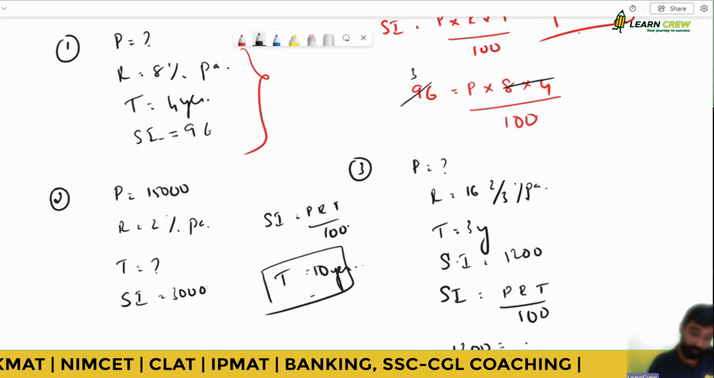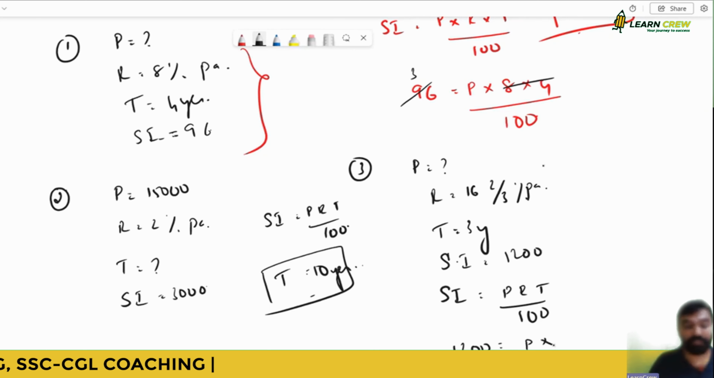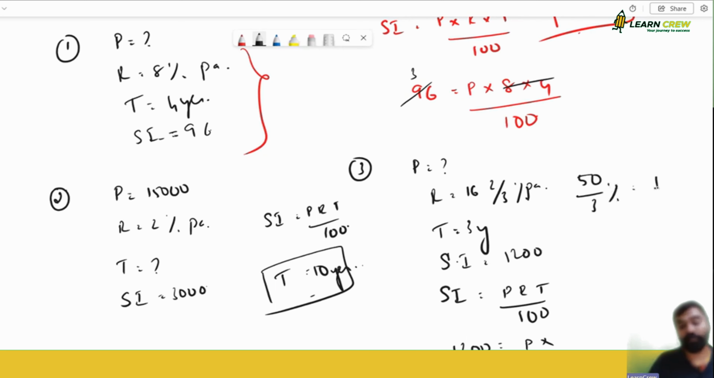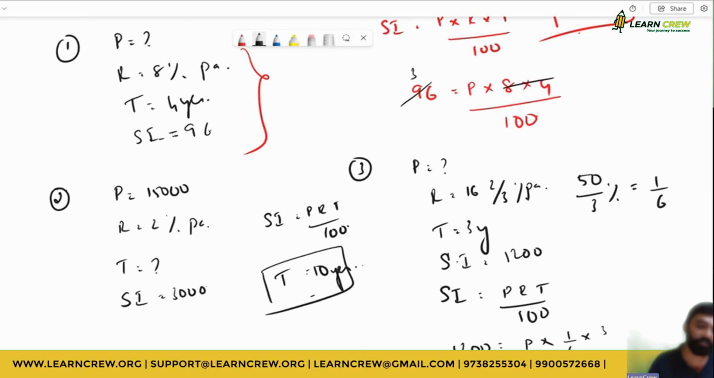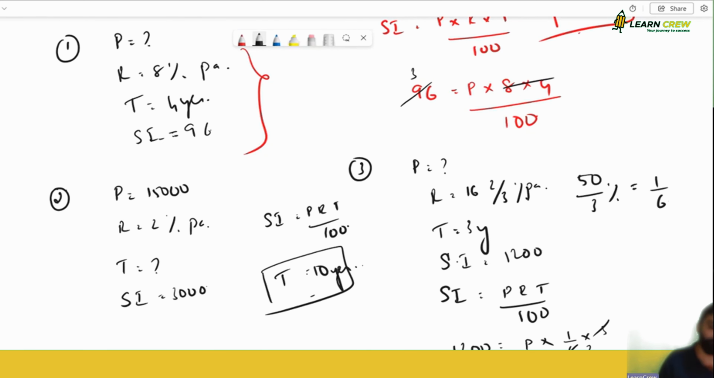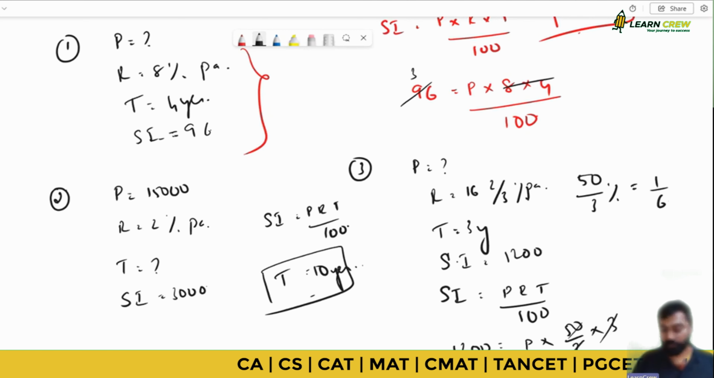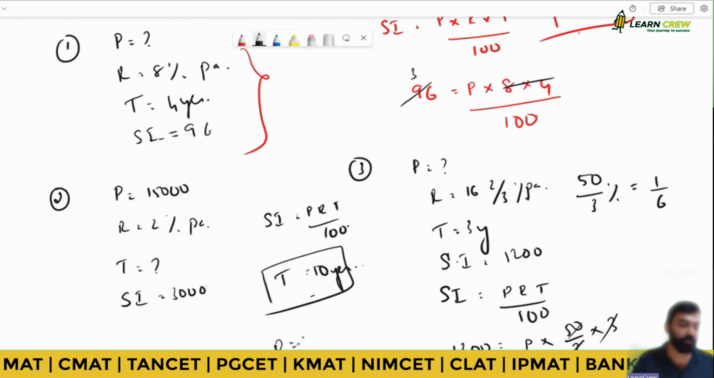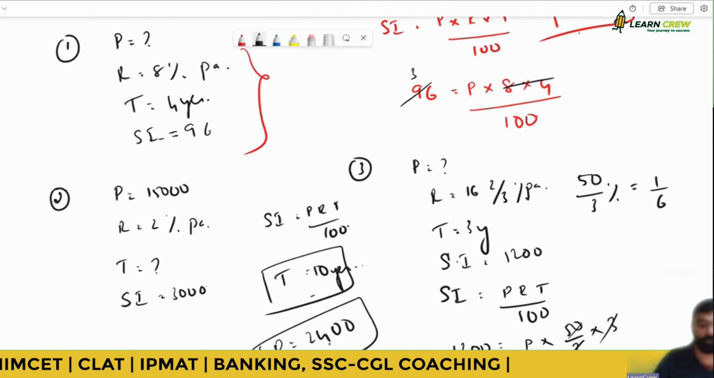This is going to be as P into R, 16 2 by 3 can be written as 50 by 3%, or it can be written as 1 upon 6. This is nothing but 1 upon 6. So this R is nothing but 1 by 6 into T is 3 years divided by 100. So this becomes 200, right? 50 by 3 into 3. This becomes 3. This becomes 2. This becomes P is equal to 2400. P is equal to 2400.